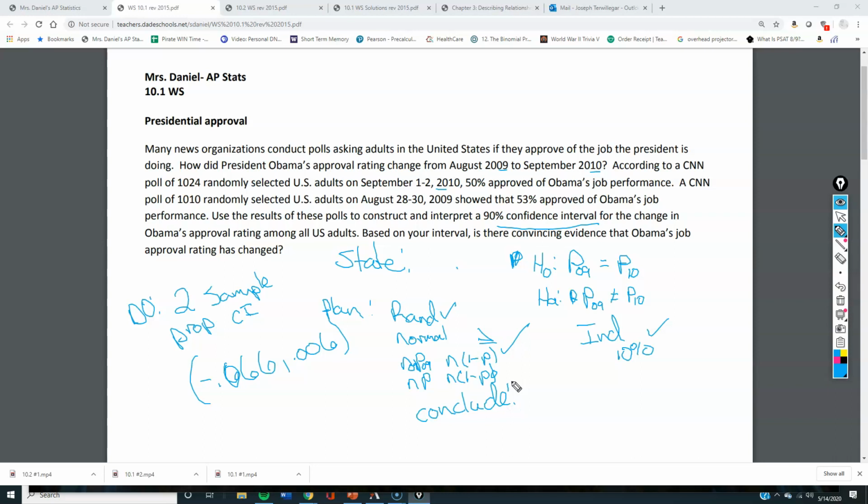All right, so now listen carefully. We are 90% confident that the interval from negative 0.066 to 0.006 captures the true change in proportion of U.S. adults who approved President Obama's job performance from August 2009 to September 2010. In context, because 0 is part of that confidence interval, it is plausible that there is no difference in the approval rating. So we do not have convincing evidence that the approval rating has changed because 0 was part of the interval. I hope you guys weren't listening to that super fast.